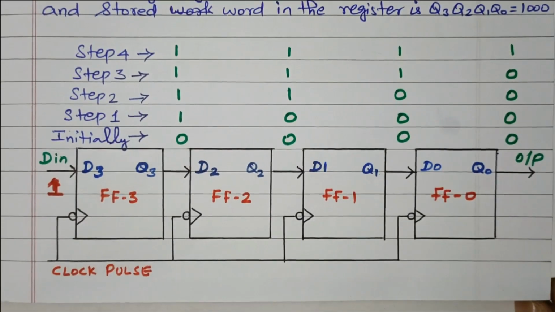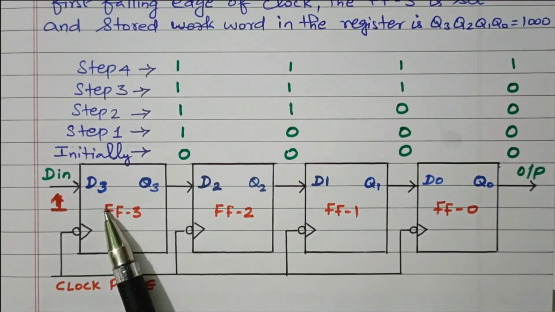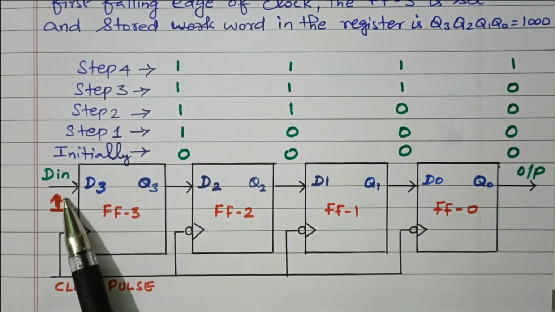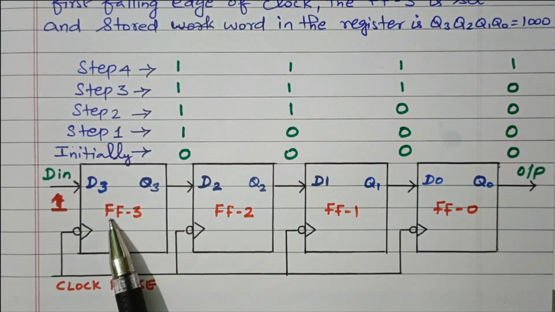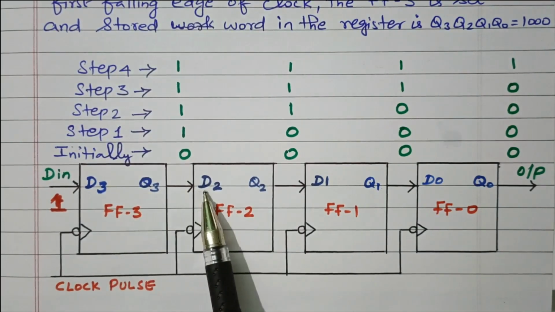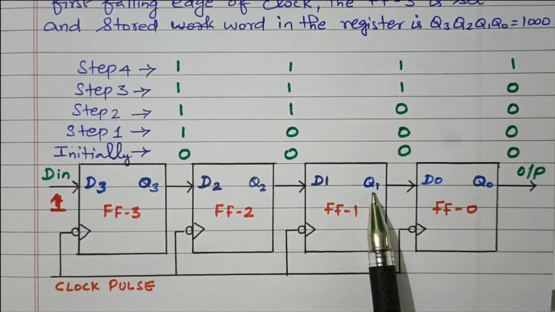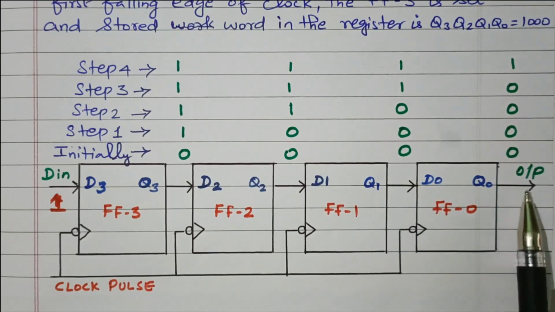Now we'll see the detailed diagram. The data we need to store is 1, 1, 1, 1, right? So this is the data in. Data in is given to D3, flip-flop 3. The output Q3 is given to D2. The output of Q2 is given to D1. The output of Q1 is given to D0. Finally Q0 is the output, right?